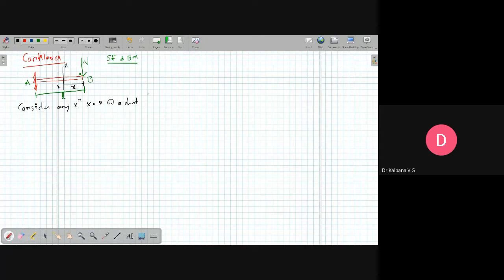So this is the section, at a distance small x from B, which is the free end of the cantilever beam. Now I am writing the shear force at that section XX. I am considering the right of the section. Shear force is the algebraic sum of all the forces, and here we have only the force W. Whether it is plus or minus, according to our convention, the load is in downward direction to the right of the section. What is our assumption? Right up, left down is positive. So will W be positive or negative?